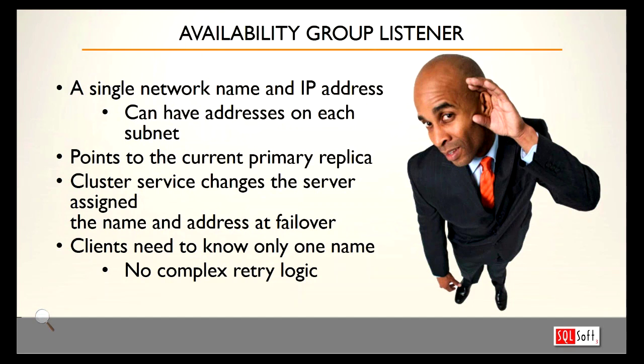If you were using database mirroring, for example, the clients have to know the name of the primary and the name of the secondary. You might want to say, if I can't connect to the primary, try to connect to the secondary. If I can't connect to this secondary, try secondary two, then go back to the primary. You don't need all of that retry logic in your clients. All they need to know is the one network name, and cluster services takes care of everything else.